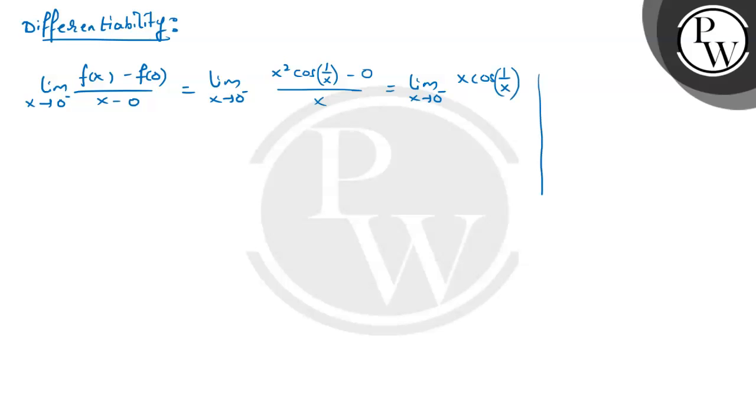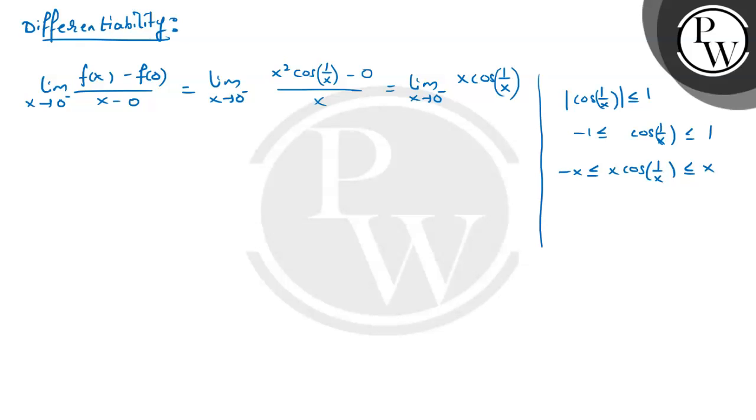Now again understand that mod of cos of 1 divided by x is less than or equal to 1, and so therefore, if we open up the modulus, we have minus 1 less than or equal to cos of 1 divided by x less than or equal to 1. Multiplying by x throughout, we get minus x less than or equal to x times cos of 1 divided by x less than or equal to x.